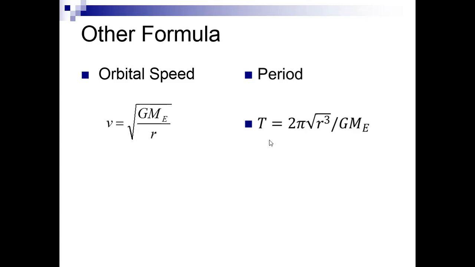And now for the period, we have this formula. I just added again the symbol T, okay, for the period, which is equal to 2 pi times the square root of the cube of the distance, or the R, divided by the gravitational constant multiplied by the mass of the Earth again. Okay, so let's go on.